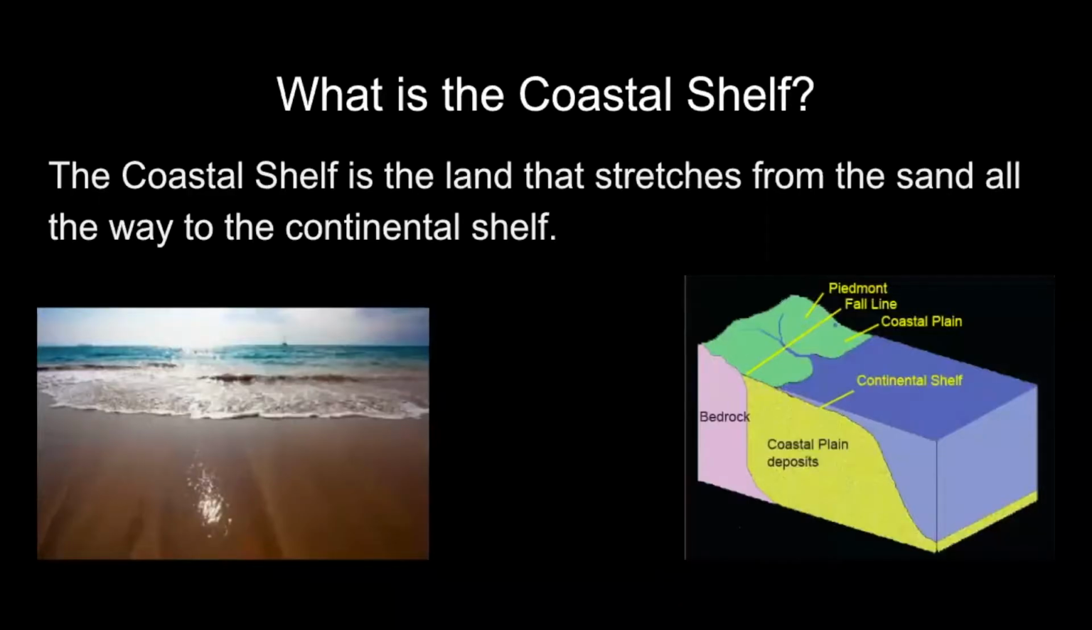So what is the coastal shelf? The coastal shelf is the land that stretches from the sand all the way to the continental shelf. In the image on the left, you can see the sand stretching out to the ocean. On the right, you can see where the continental shelf ends. So from the sand to that continental shelf is considered the coastal shelf.